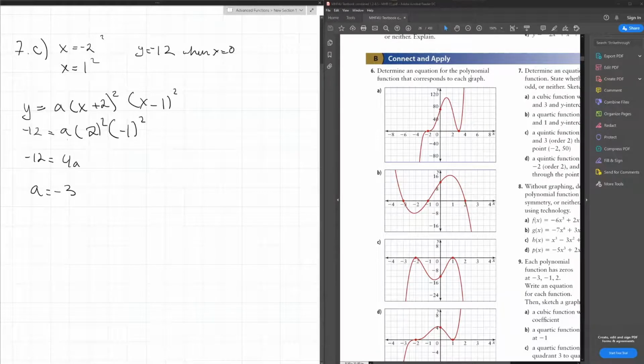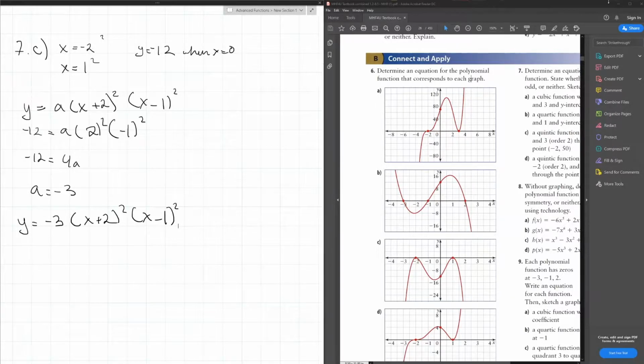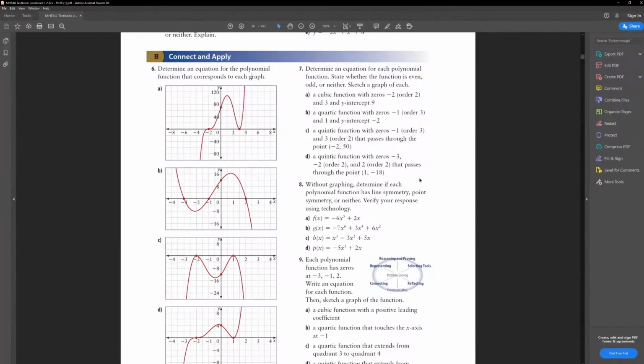Since a equals -3, we can now write the equation, which is y equals -3 times x plus 2 squared, x minus 1 squared. And that's it for this question. Let's go to question 12, which is the last one.